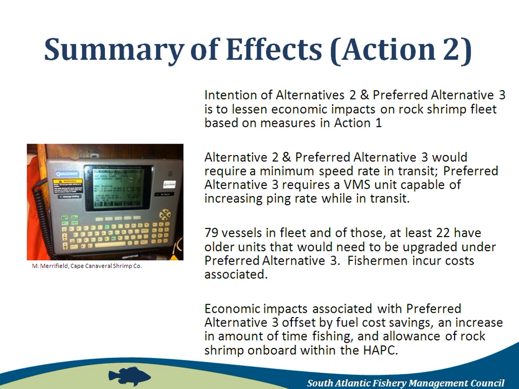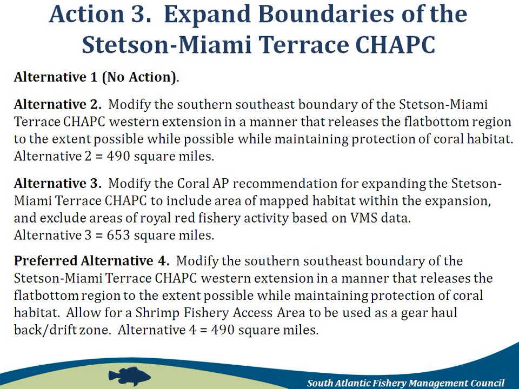So of the 79 vessels that are in use in the rock shrimp fleet, at least 22 of them are older units that would need to be upgraded under preferred Alternative 3. The fishermen would incur the cost associated with such an upgrade, and the vessels would not be eligible for reimbursement funds. And the economic impacts associated with preferred Alternative 3 are anticipated to be offset by fuel cost savings, an increase in the amount of time fishing, and allowance of rock shrimp on board while within the Oculina Bank HAPC.